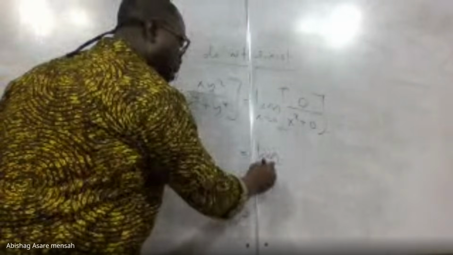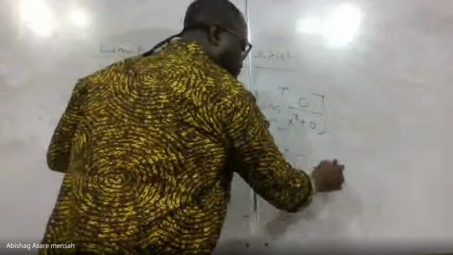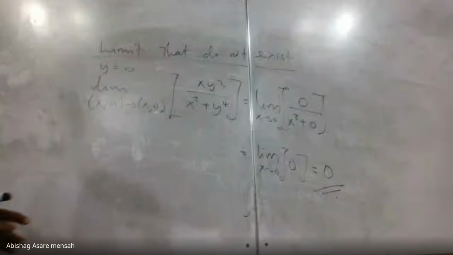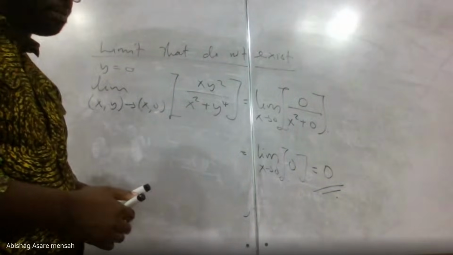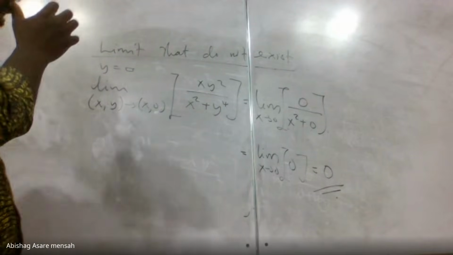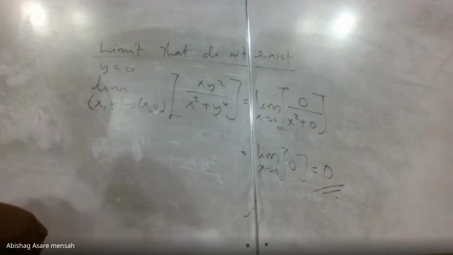So here I'll find the limits as x approaches 0. This one will be 0. Find the limit as x approaches 0. The function of 0 is 0. So you see that the first test gives us 0, second test is giving us 0. So do we conclude that the limit of that function exists? No. Do another test.